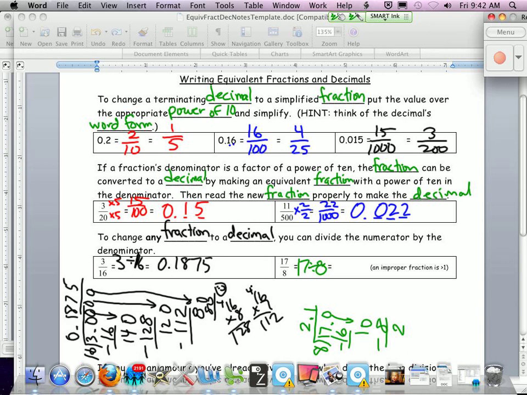8 into 20. How many times does 8 go into 20 without going over? 2 times, because 2 times 8 is 16. And we get 20 minus 16, which is 4. Still not going to work out evenly just yet. So bring down another 0. How many times does 8 go into 40 without going over?